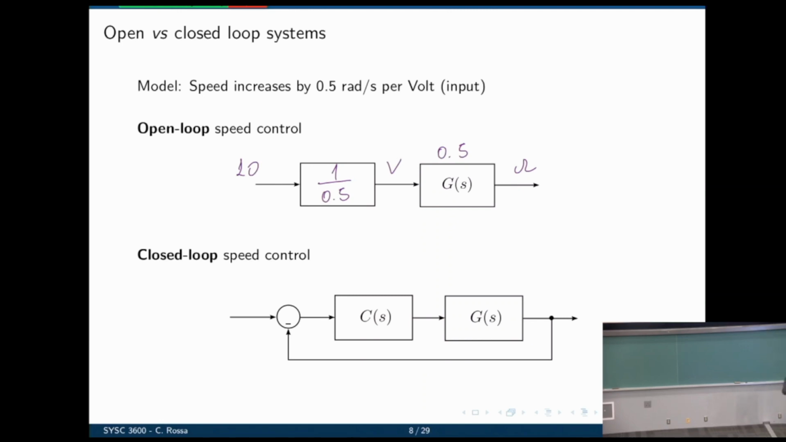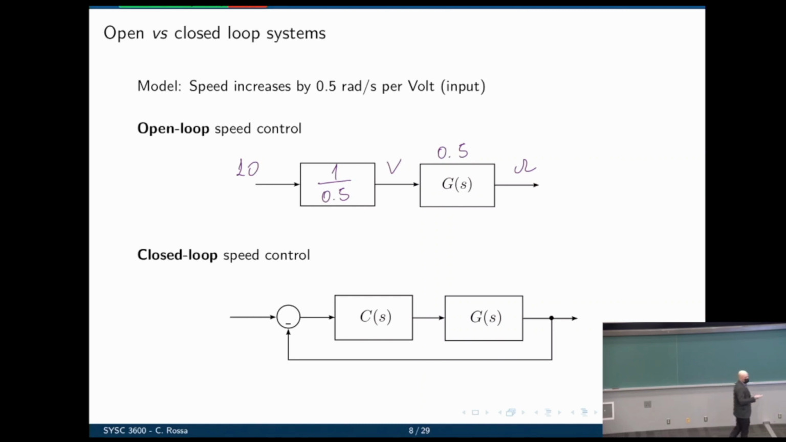And that's our control logic. We'll divide the desired output by 0.5. That gives how much voltage we need to apply to the motor. And that dictates then the output speed. Now, again, we are assuming here that we have perfect knowledge of what is happening in G of S and how the system behaves, which is not always the case.